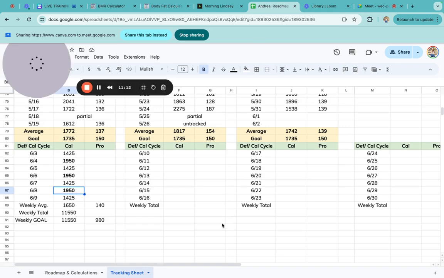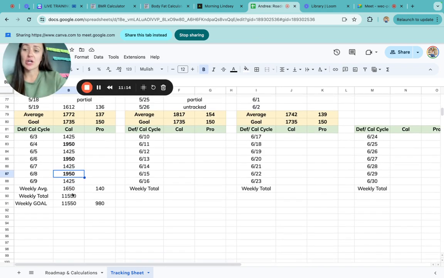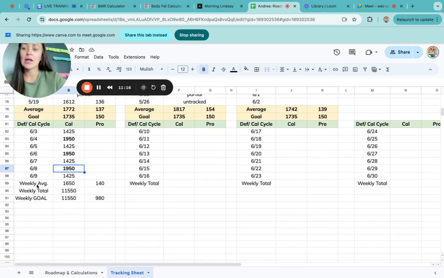So here is a client example. Okay, she just started her deficit and calorie cycle. So her weekly average for her calories needs to be 1650. Okay, and for protein, we need 140. So what I did is I just did some math. I just started plugging in numbers, and her low days are 1425 and her high days are 1950. This gives us an average of 1650.